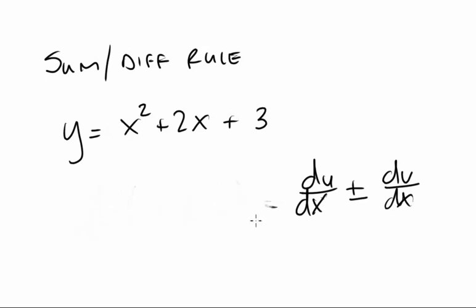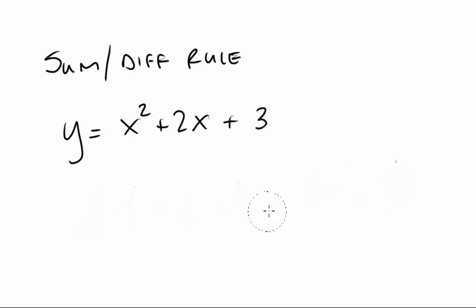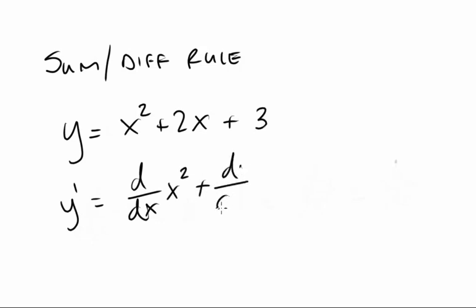Okay, so let's see how that works for our example up here. If we're going to take the derivative of this whole function, if I want to find y prime, it's going to be the derivative of x squared plus the derivative of 2x plus the derivative of 3. This is the sum or difference rule. Now if it was subtraction, it would be the same. We just do subtraction instead of addition. So let's go through and do this.